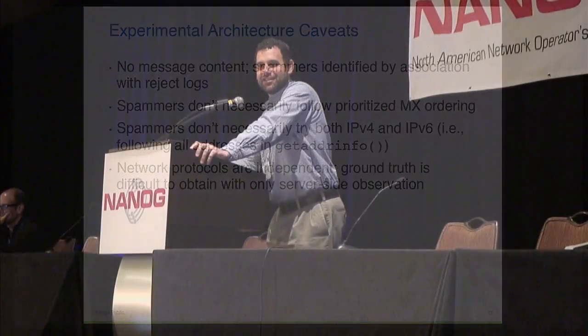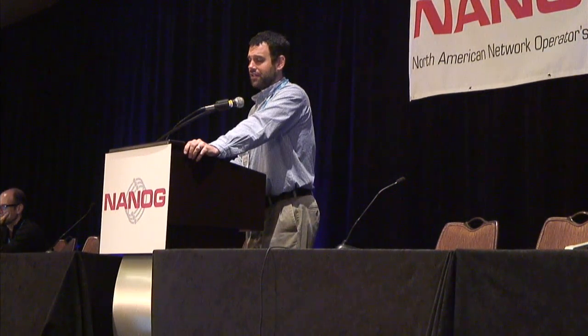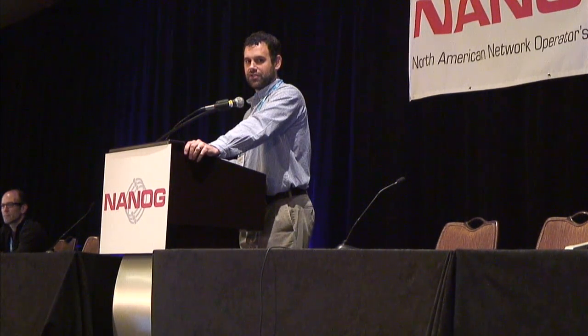Okay, spammers don't necessarily try IPv4 and IPv6, nor do they necessarily try a particular ordering. And the final thing here is that ground truth is nearly impossible to obtain without having observation right at the sending client. Okay, so that's what makes this somewhat tricky. We're only looking at the server side of things. Okay, so first of all, looking at SYN association.